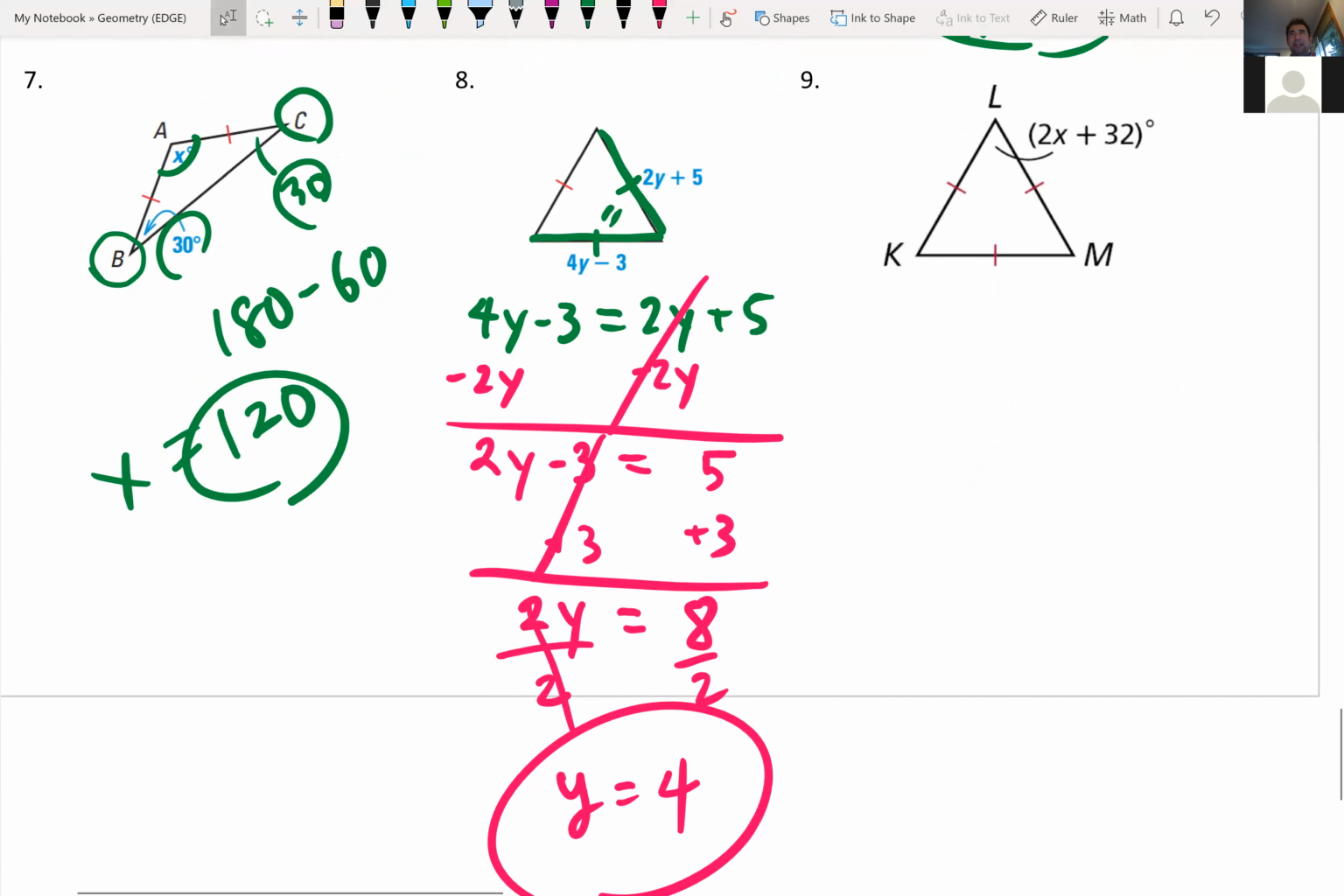Last question, number 9. I'm going to let you think about this. I don't know if you see what to do. Okay. The only thing that you know is that angle. Okay, we are talking about angle here. This angle is 2x plus 32. What is x? How do you set up an equation?